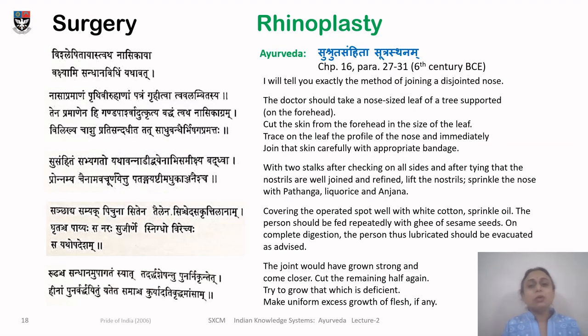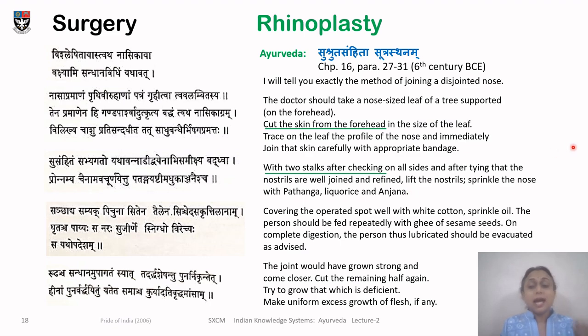And that is outlined in detail in the Sushruta Samhita, chapter 16, paragraphs 27 to 31, and this was in the 6th century BCE. Sushruta says, I will tell you exactly the method of joining a disjointed nose. He outlines what material to use. Cut a skin flap from the forehead the size of a leaf. He tells you how to reconstruct the nose. Use stalks from certain medicinal trees to hold this skin flap over that part of the broken nose.